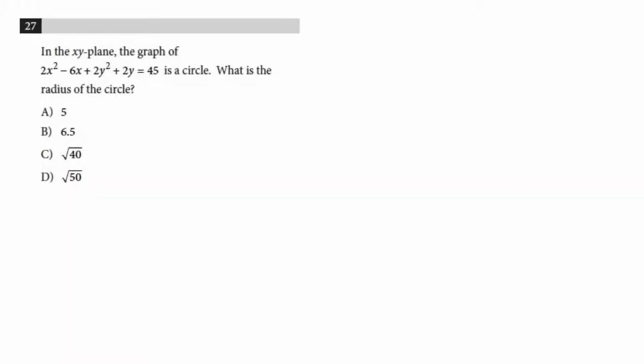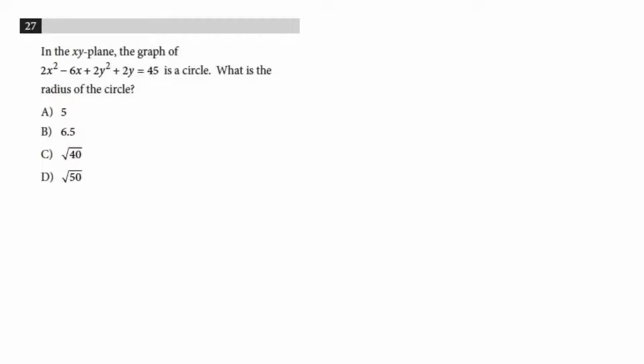27. In the xy plane, the graph of 2x squared minus 6x plus 2y squared plus 2y equals 45 is a circle. What is the radius of the circle? This comes up at least once on all of the practice tests that I've seen this year.